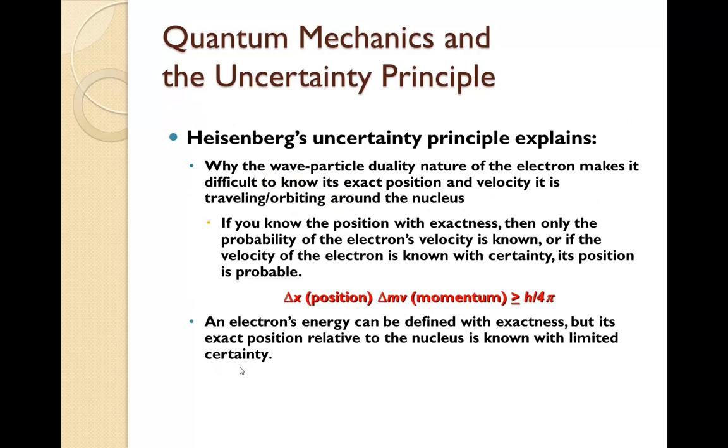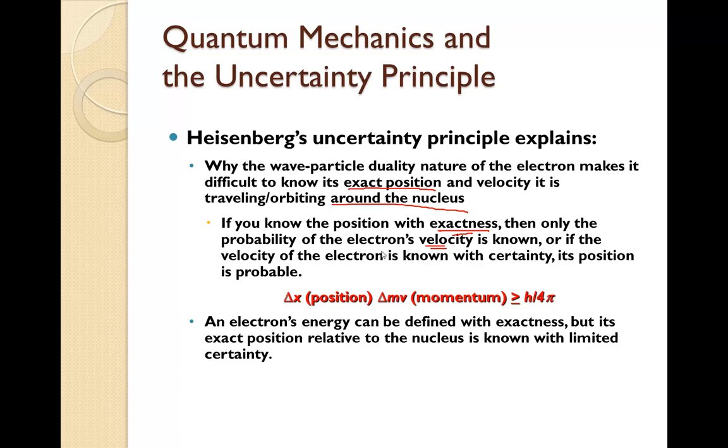Now, Heisenberg's uncertainty principle. You probably have heard this term a lot in media, like movies. However, a lot of times they get it wrong, so let's make sure we understand it. The wave-particle duality nature of the electron makes it difficult to know its exact position and velocity as it is traveling around the nucleus. Heisenberg explains that if you know where it is, it's impossible to truly know the velocity. If you know the velocity, it's the position that's uncertain.